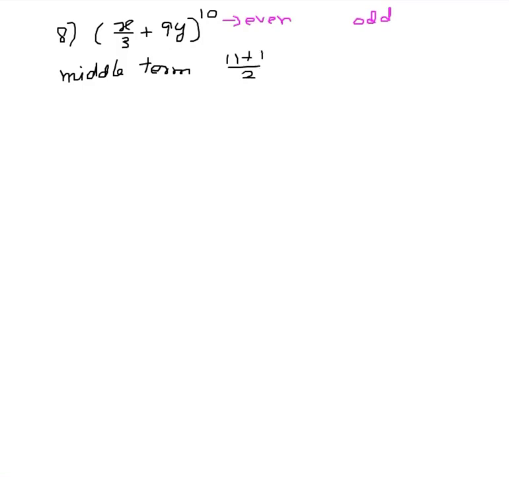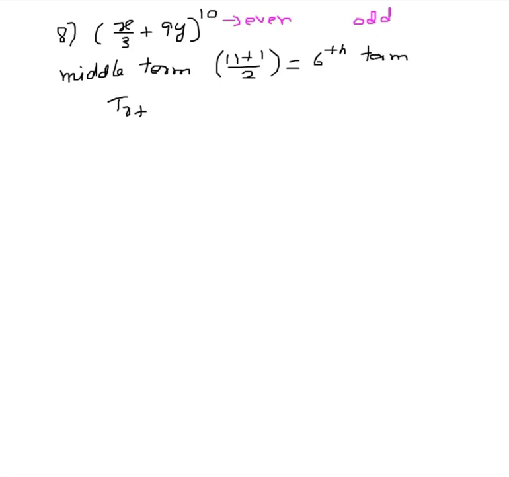Question 8. Find the middle term in the expansion of x over 3 plus 9y whole raised to 10. Here 10 is an even number. We will have odd number of terms. Therefore, there will be only one middle term. 10 plus 1 by 2th term will be the middle term, which is 6th term.